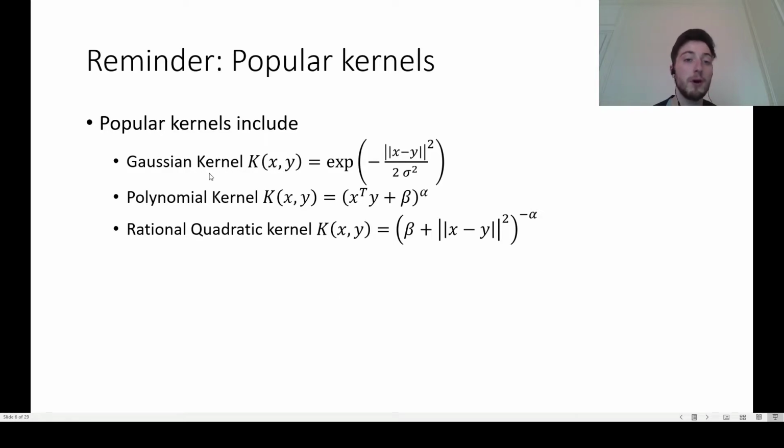The regression model requires the use of a kernel, and popular kernels include the Gaussian kernel, the polynomial kernel, and the rational quadratic kernel. Notably, the Gaussian and rational quadratic kernels are so-called universal kernels, which means they can approximate to an arbitrary value any continuous function in the supremum norm.